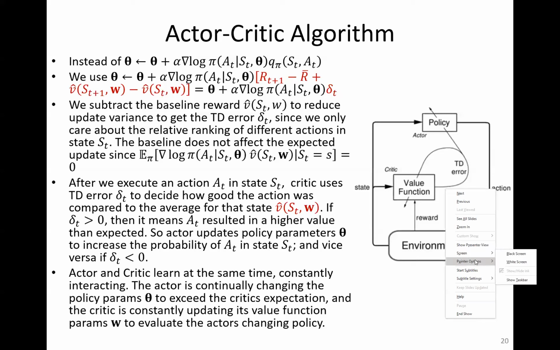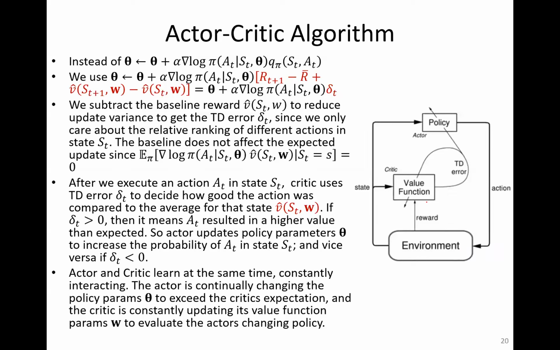So the figure shows that at every time step, the critic gets a reward and updates the TD error. The TD error is used by the critic itself and also by the actor to update the policy. So actor and critic learn at the same time, constantly interacting. The actor is continually changing the policy parameters theta to exceed the critic's expectation, and the critic is constantly updating its value function parameters w to evaluate the actor's changing policy.